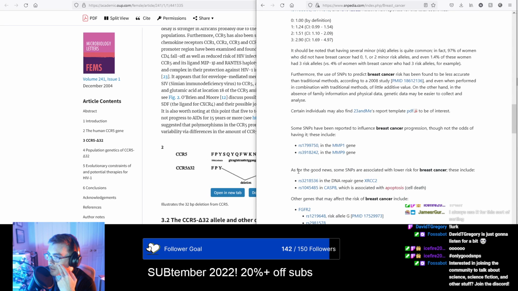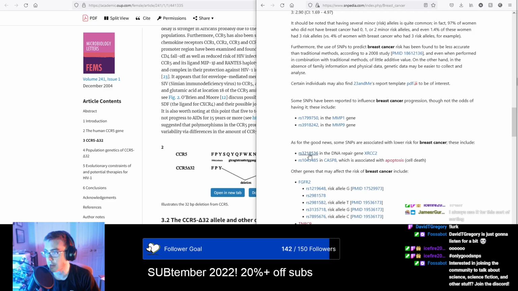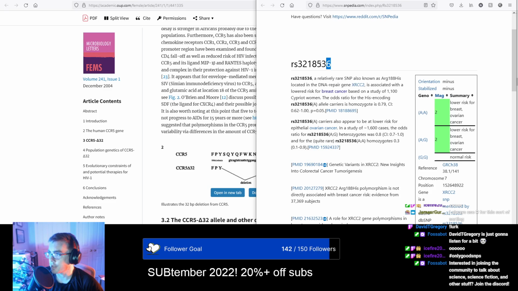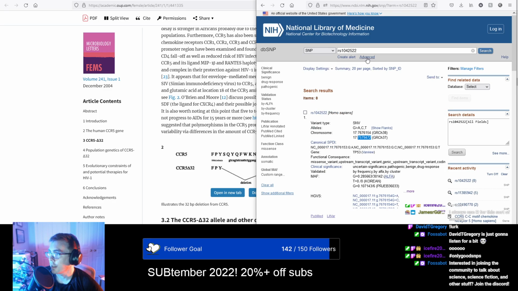SNPs that are associated with lower risk of breast cancer. Okay, let's do that one. Those two, because there's two and lower risk. I want good SNPs only. Okay, so I have to search, because my genome is currently mapped to an annoying version of the human genome.